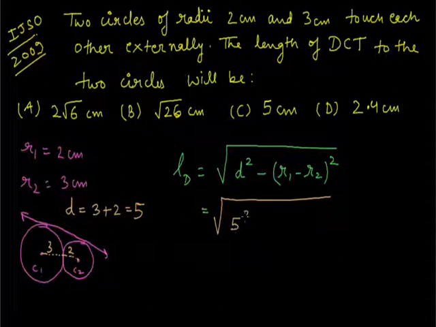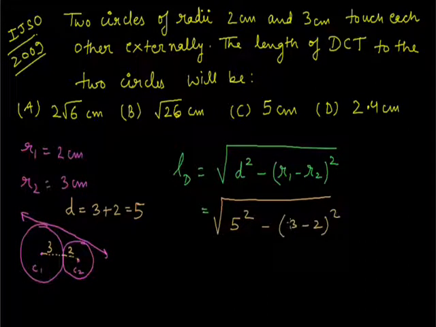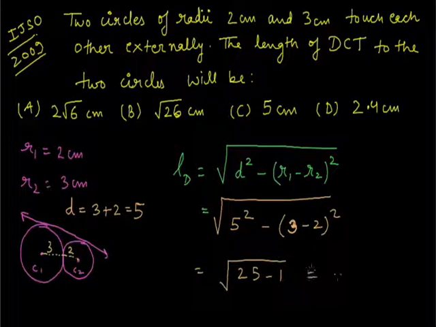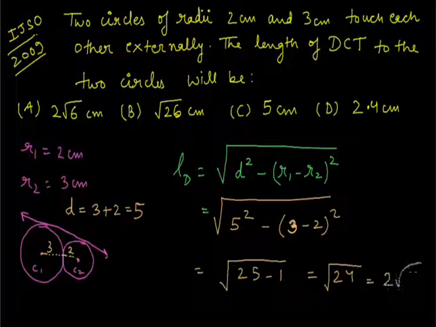So here you can put 5 square minus 3 minus 2 whole square. It is one and the same if you write 3 minus 2 or 2 minus 3. So it will be 25 minus 1 under the root, that is 24 under the root, which equals 2 root 6. So the answer will be option A. Similarly, like the two above cases, there are three more cases which may be possible. So let us discuss them.